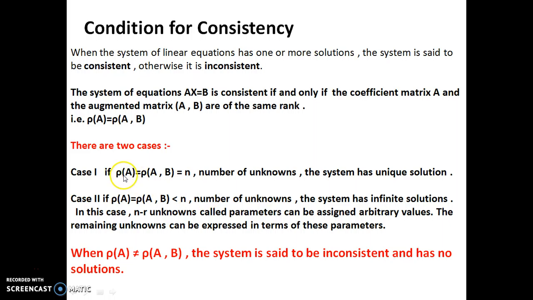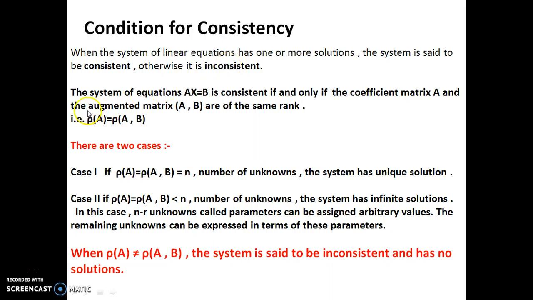Now we have to find the solution. For finding the solution we follow these two conditions, and this is called the condition for consistency. When a system of linear equations has one or more solutions, the system is said to be consistent, otherwise it is inconsistent. Consistent means it has at least one solution, and inconsistent means it doesn't have any solution.